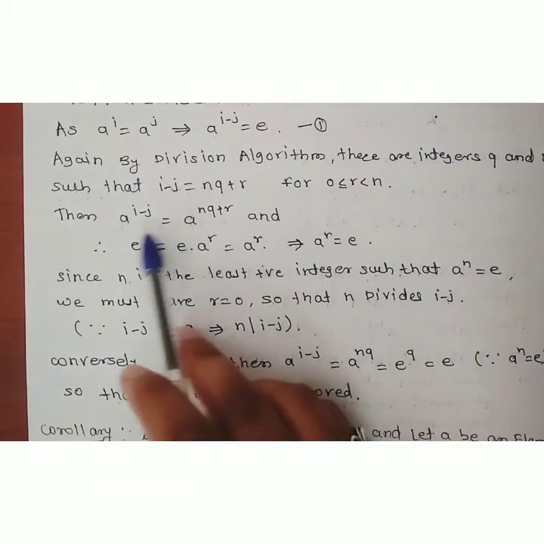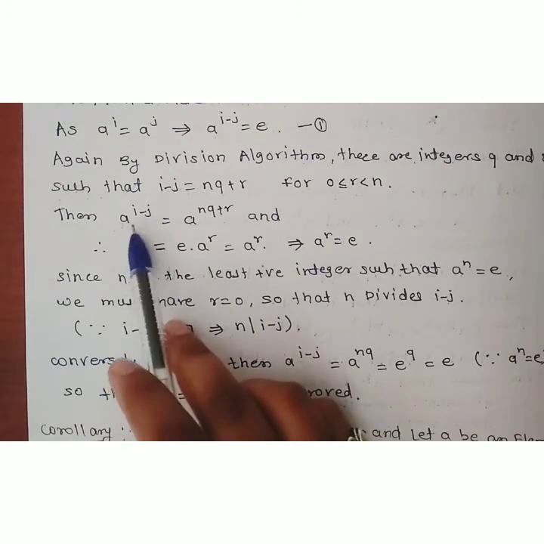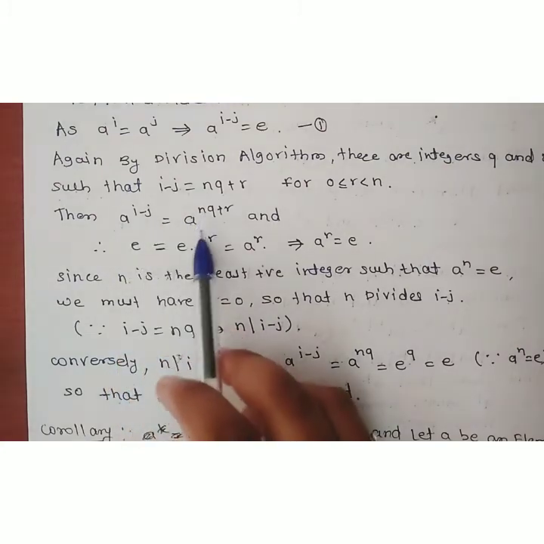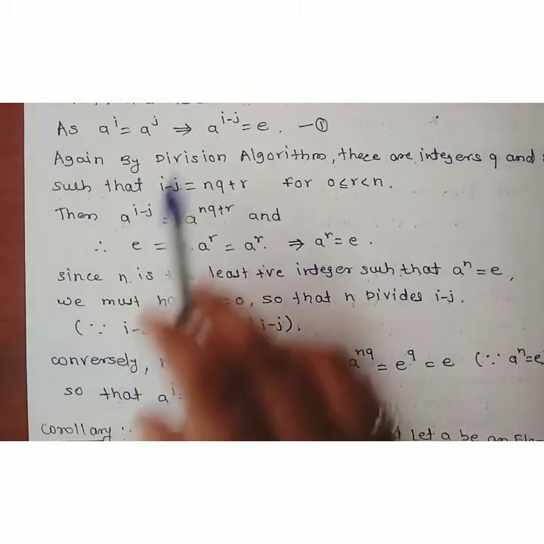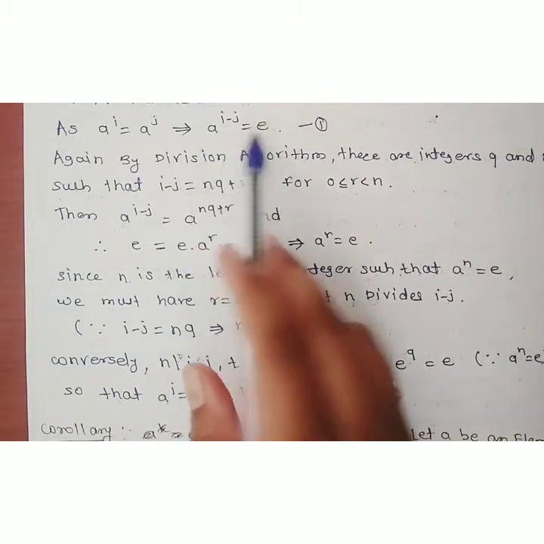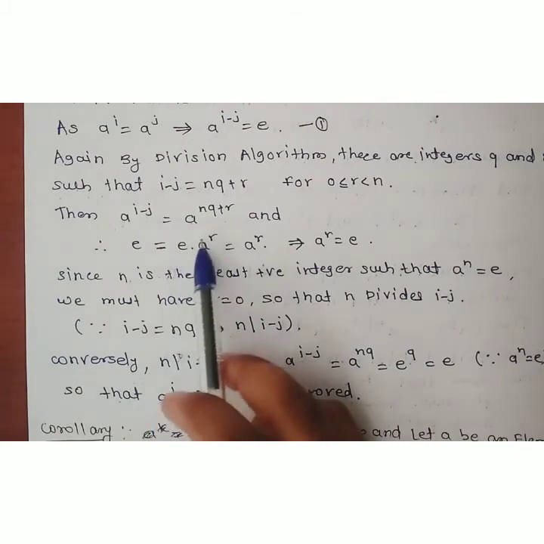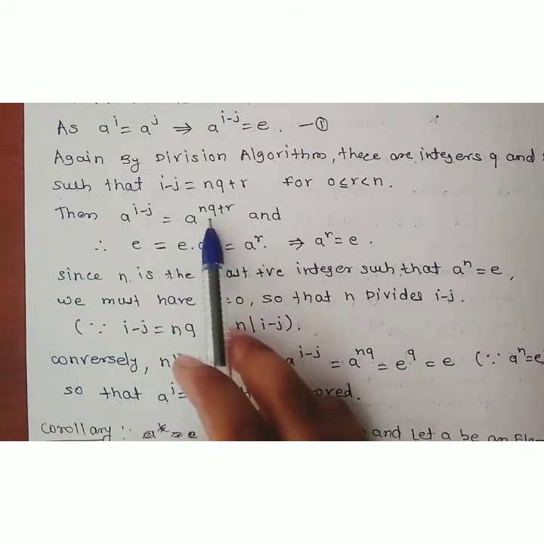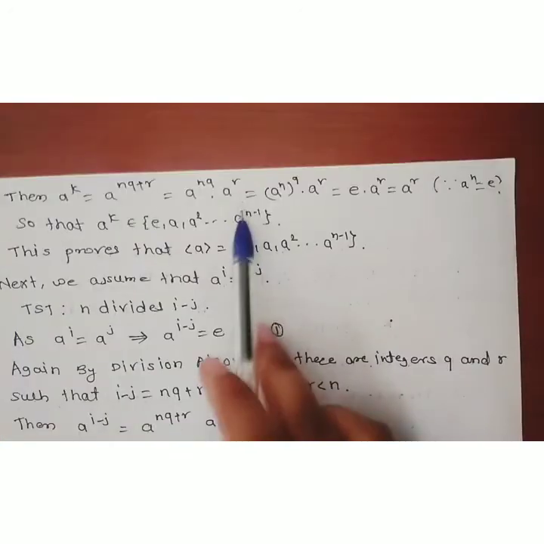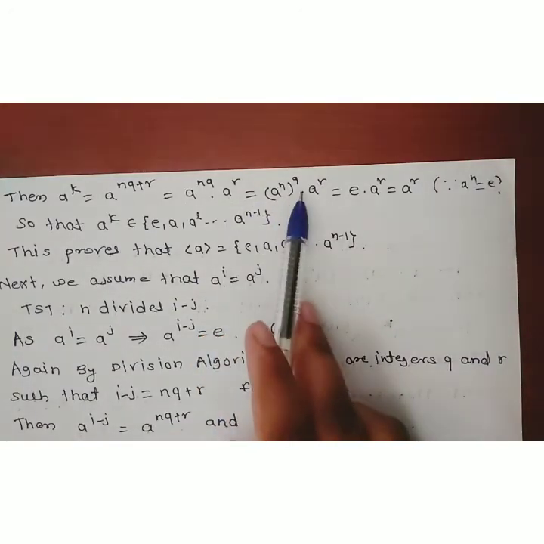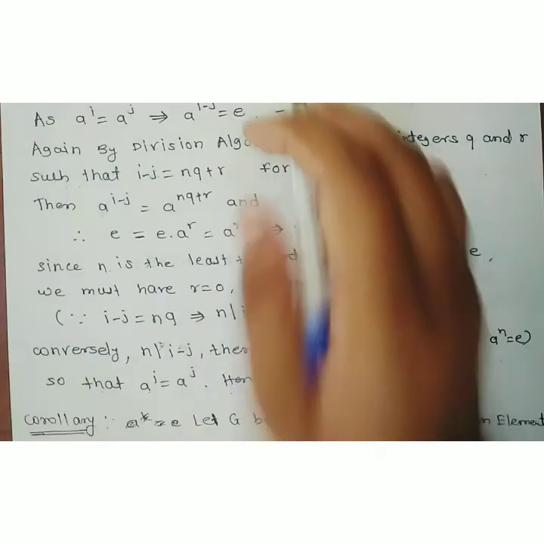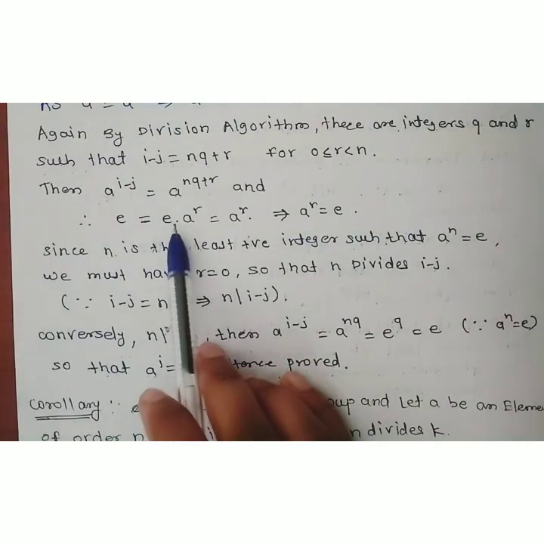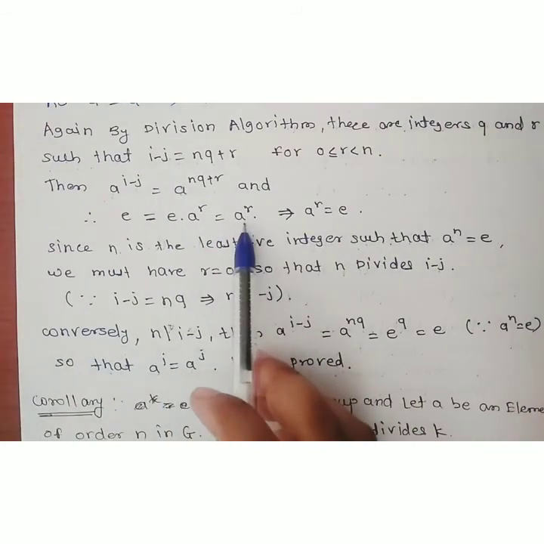As above, taking base a, a to the power i minus j is equal to a raised to nq plus r. What is a raised to i minus j? It is equal to identity from the first part, and this can be written as a raised to nq plus r. This can be written as a raised to n raised to q into a raised to r, and a raised to n is nothing but the identity. Therefore, this is nothing but e into a to the power r, which is equal to a raised to r.